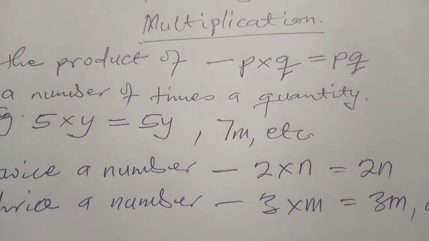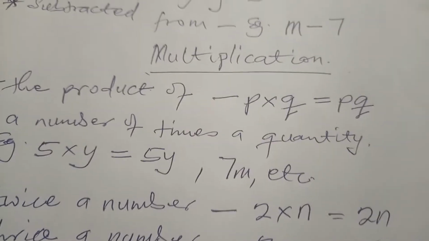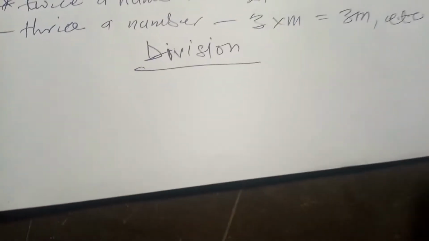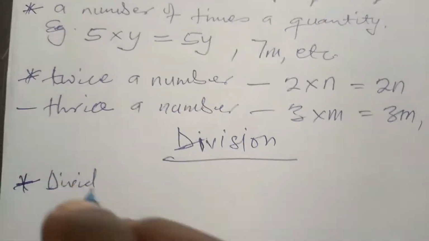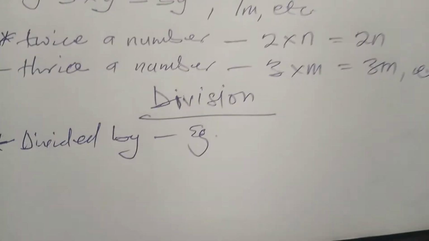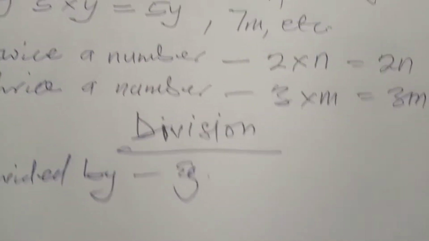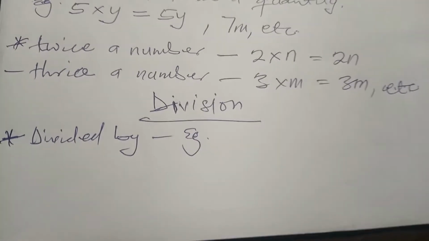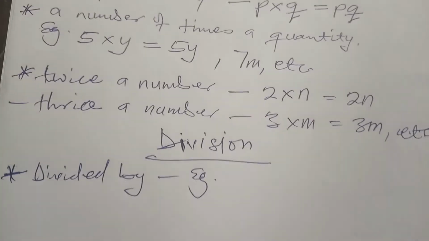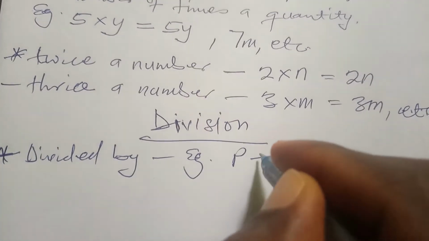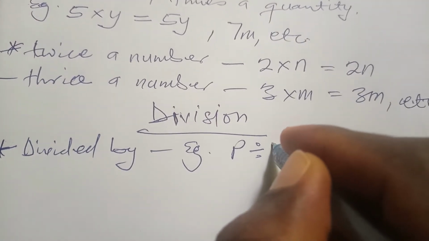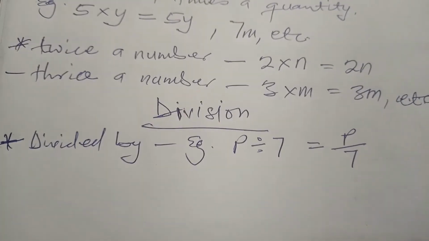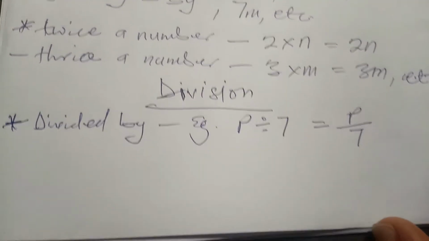Let's go to the next basic operation, which is division. For division, we will see phrases like divided by. For example, when they say a number is divided by 7, since we don't know the number, in algebraic expression, if you don't know the number, represent it with a quantity. If the number is p, then p divided by 7 will give us p over 7. Since multiplication and division, we don't really write them always.